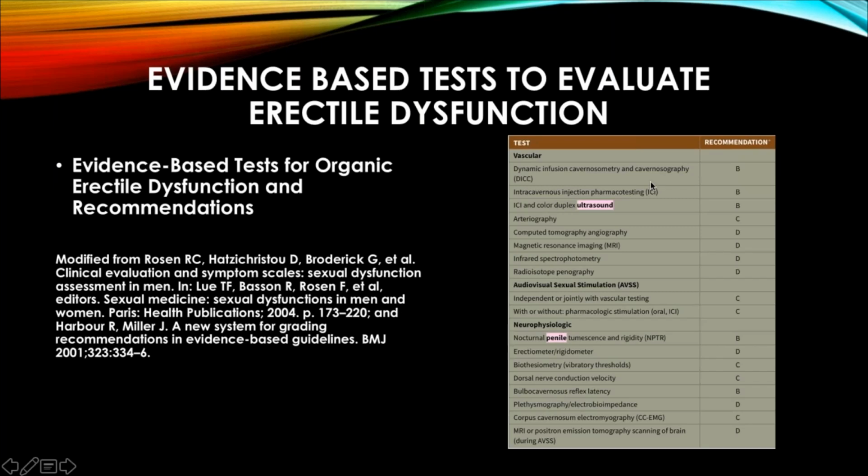If you look at the vascular causes, there are 2 tests that essentially are indicated. Now, the intracavernosal injection and pharmacotesting is included in Doppler ultrasound, so I'm going to include these as one. But the only other test that's really got a B rating, and in our literature you have to have an overwhelming amount of papers to get an A rating, is dynamic infusion cavernosometry and cavernosography. Interestingly, the shortcut for that is the DICC test, and color duplex Doppler ultrasound.